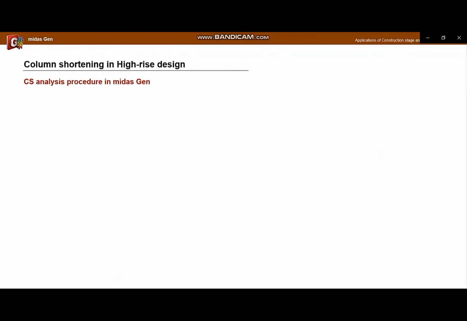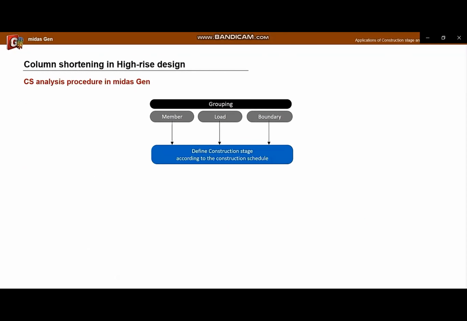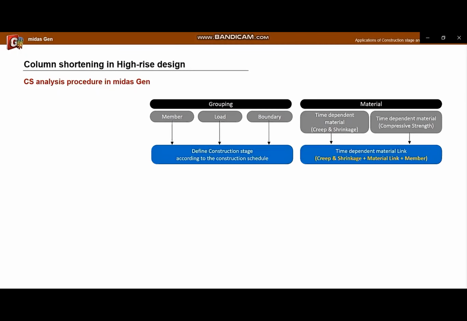The following is the progress of the column shortening project using General. First, create a group for members, loads and boundary elements in order to set the construction stage. And, according to the construction schedule, group information should be assigned to define each construction stage. Next, we need to define the time-dependent material properties, such as creep, shrinkage, and compressive strength, and link each defined material property to each member.